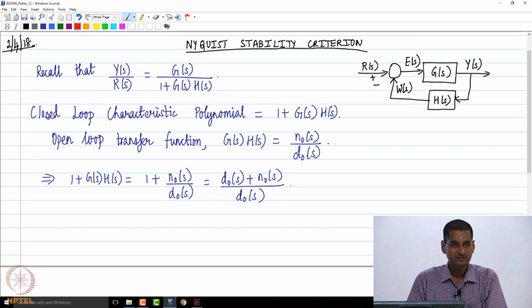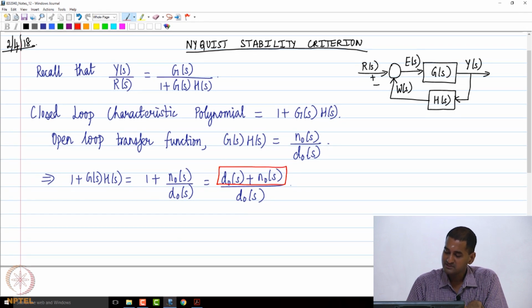And why is this important? The roots of this closed loop characteristic polynomial are the closed loop poles. So the open loop transfer function G of s H of s, let us consider it to be represented as N of s divided by D of s. That is essentially saying that the open loop transfer function is a ratio of two polynomials in s. So I can rewrite the closed loop characteristic polynomial 1 plus G of s H of s as 1 plus N of s divided by D of s, which is D of s plus N of s divided by D of s. Okay, so that is what we have, and we are particularly interested in the numerator.